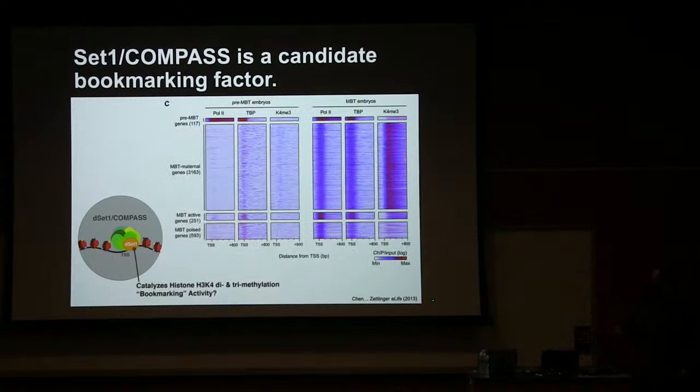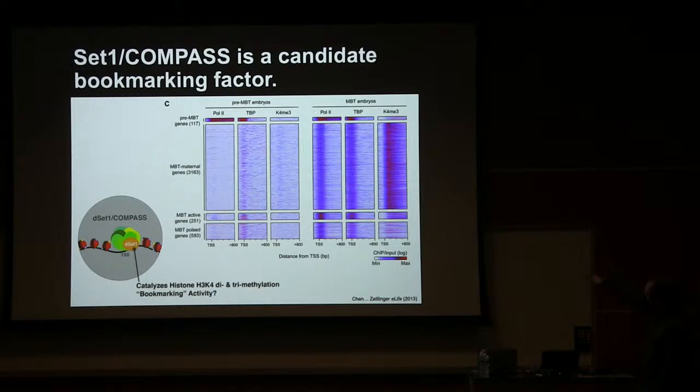In addition, back in 2013, Julia Zeitlinger's group had shown a really dramatic switch in the K4 methylation state of the set of promoters that become transcriptionally active during zygotic genome activation, where these are heat maps over a set of the first zygotic genes that are transcribed, looking at Pol II, TBP, as well as K4 trimethylation. There's a small set of Pol II bound genes that are transcribed before the MBT that have TBP, but remarkably don't have lysine 4 trimethyl marks.